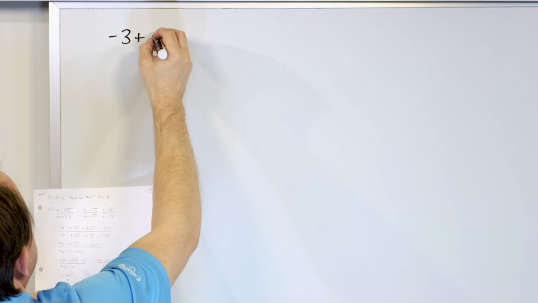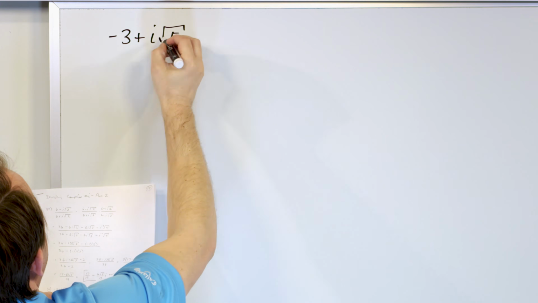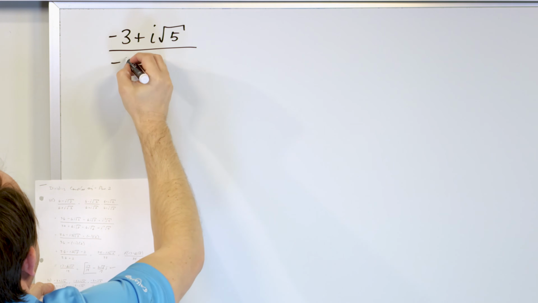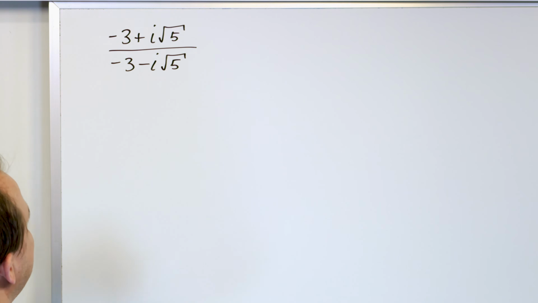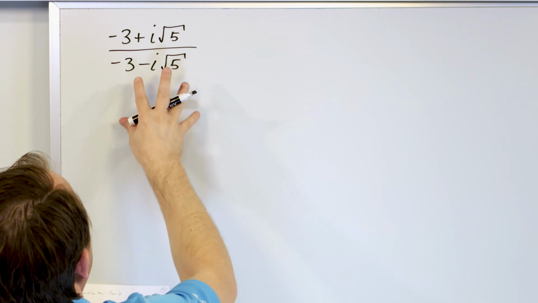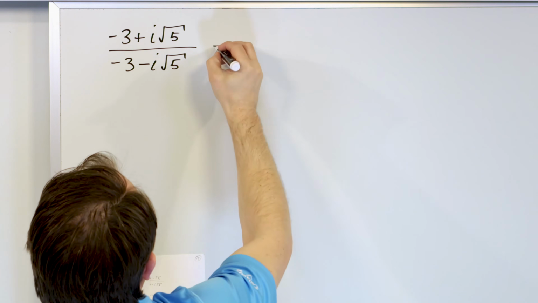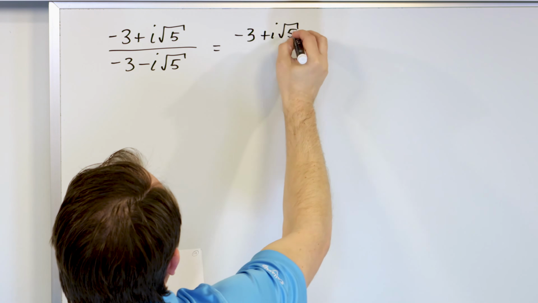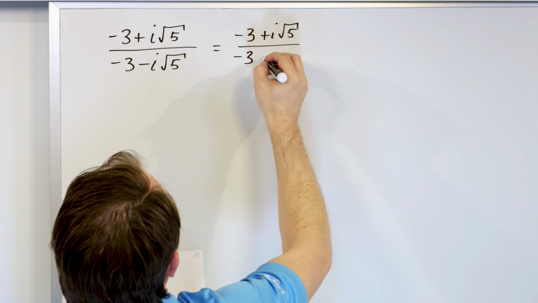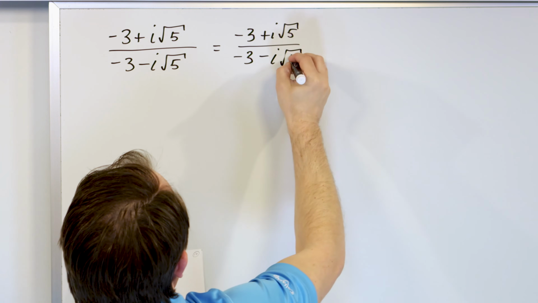-3 plus I times the square root of 5 over -3 minus I times the square root of 5. And we want to divide these complex numbers. So we're going to have to multiply by the conjugate. So let's just write it out. -3 plus I root 5 over -3 minus I root 5.